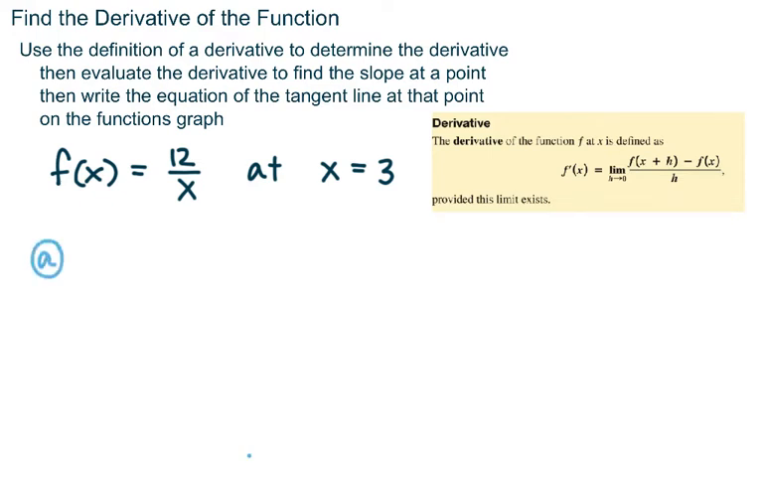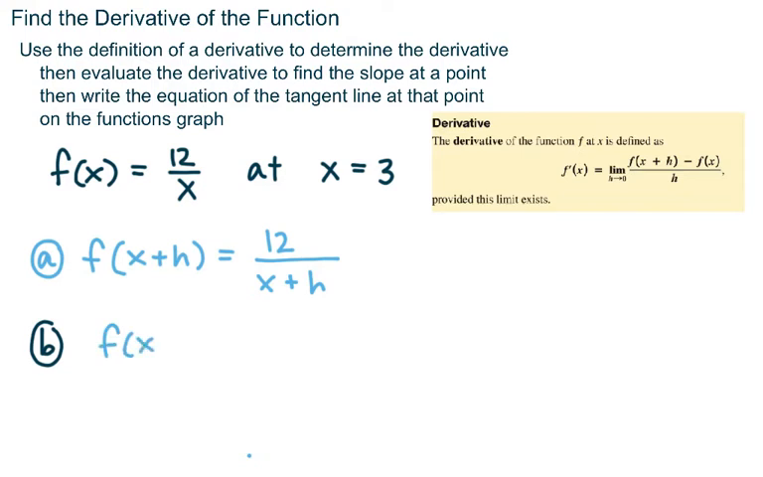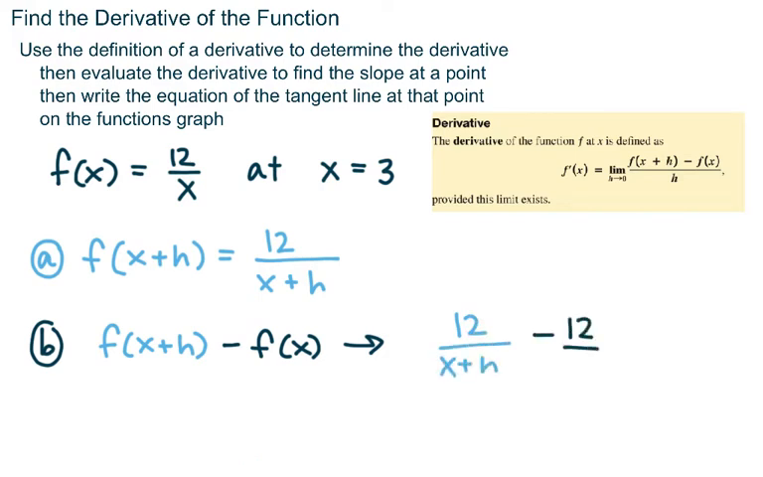As we just said, our first step will be to calculate f of x plus h, which means we plug x plus h in for x in the original function, which gives us 12 over x plus h. The second thing we'll do is set up f of x plus h minus the original function f of x. What that gives us is 12 over x plus h minus 12 over x. This expression represents my numerator, and I need to go ahead and simplify this.